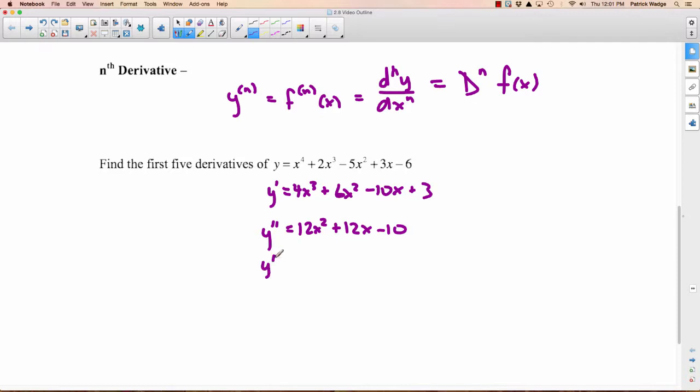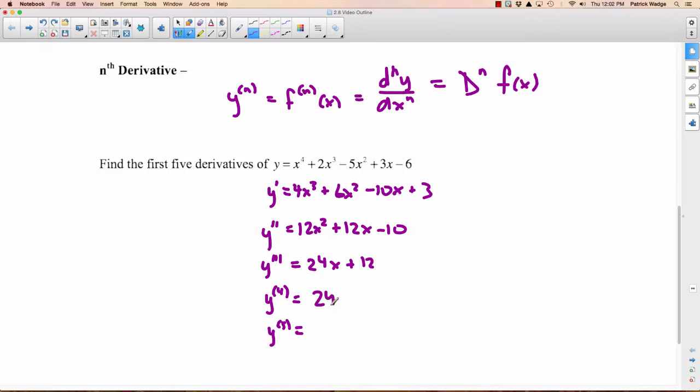Let's go to the third derivative. Get the pattern, you just keep doing it to the previous one. Power rule again, 24x plus 12. This is a constant, equals 0. Okay, fourth derivative. Remember, we're going to write it like this. Take the derivative of the third derivative. So you get 24, and this is just 0. We're done.